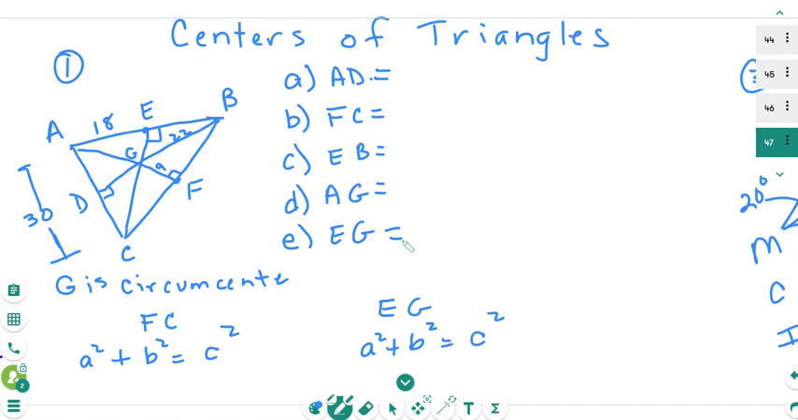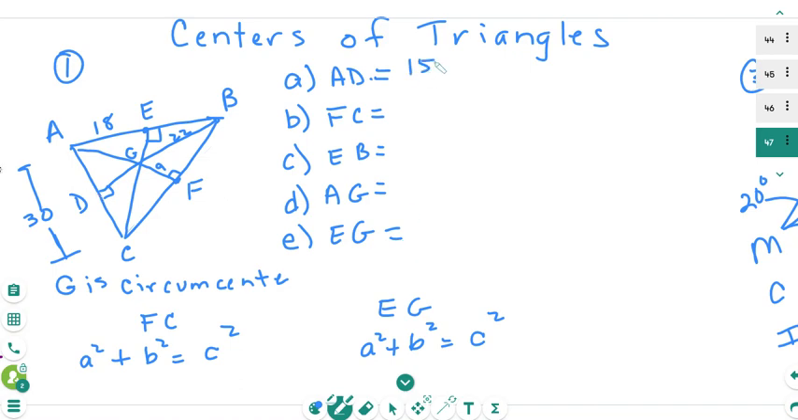So each place where the line segment crosses the opposite side, it's going to bisect that side and it's going to create a right angle. So if we're looking at AD, we're going to look first of all at AC. AC is 30, so AD would be half of 30, which is going to be 15.